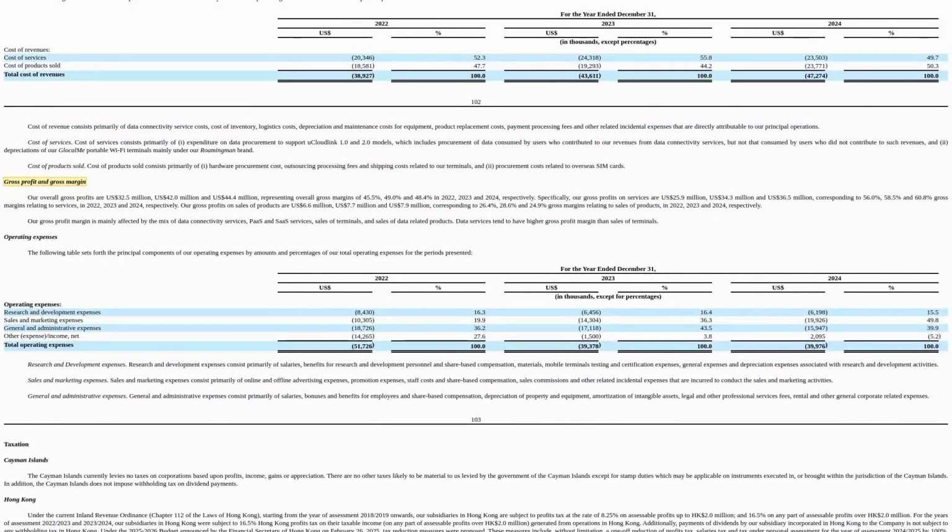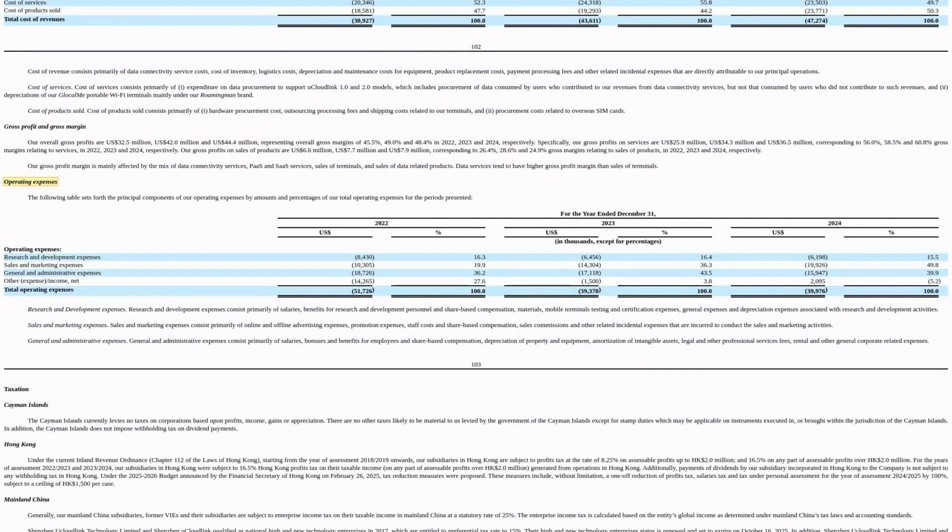A mixed bag here. We can see that operating expenses have improved year on year from negative $51.7 million in 2022 to negative $39.3 million in 2023 and negative $39.3 million in 2024. They reduced research, administration, and other expenses while increasing their efforts into sales and marketing. We will need to decide if these decisions and improvements make it good value.